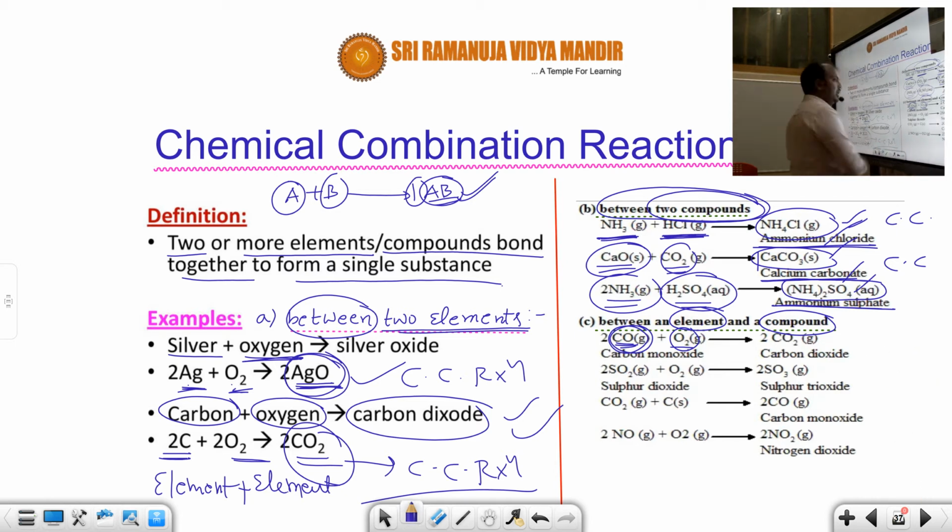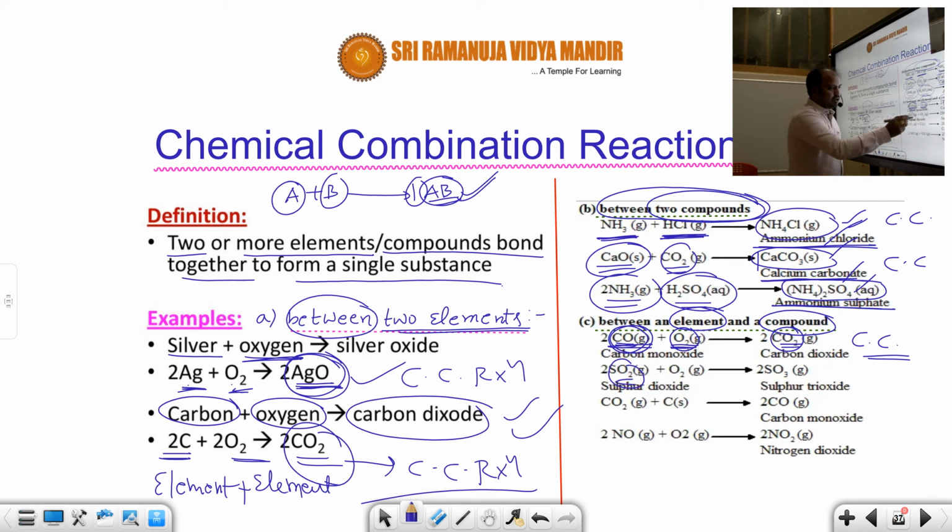So what happens here? Carbon monoxide gas is the compound. Oxygen is the element. When these two are reacted, they form only one new substance, carbon dioxide. So whenever in the product side only one new substance is formed, this is a chemical combination reaction.